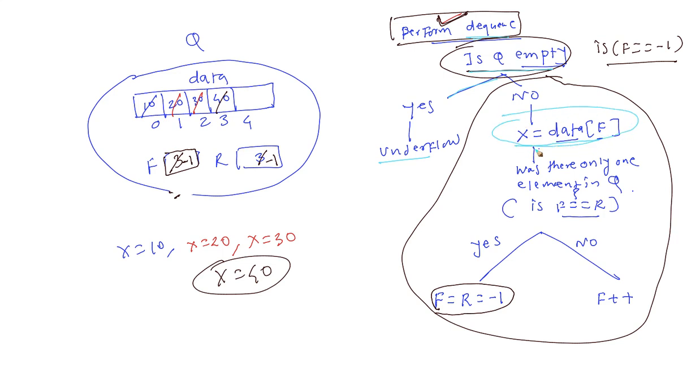And then I'll check the element which I removed. Was it the only element in the queue, or were there more than one element in the queue? If it was the only element, the queue must have become empty. That's why I need to set f and r to -1. Else, if there are more than one elements, I'll simply increment f by 1, so that f will store the index of the next location. So that was the algorithm which we saw.